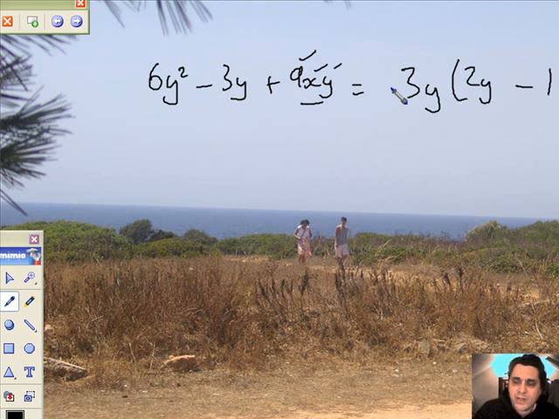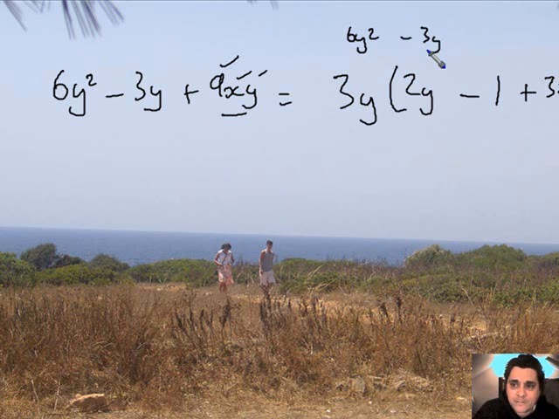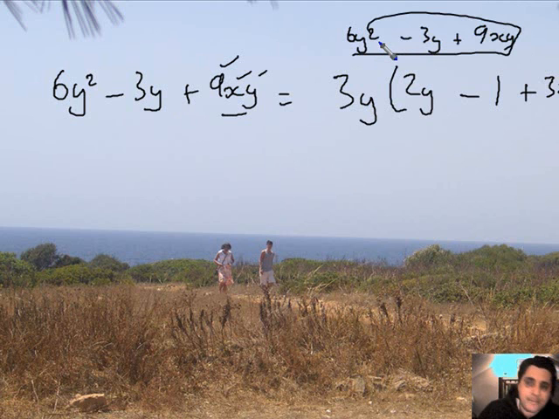Go over one more time. 3y times 2y, 2 3s are 6, y times y, y squared. This next one here, 3y times minus 1, straight away minus 3y. 3y times 3x, 3 3s are 9. X times y is just xy, and it's positive. Alright, so I'll go back to my original answer there. And what else have I got here?